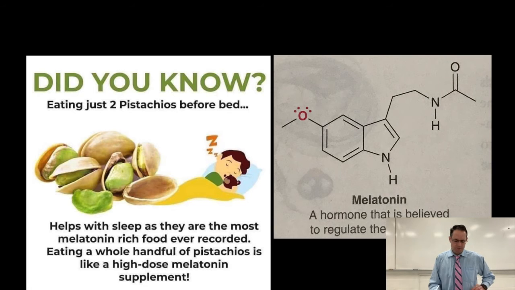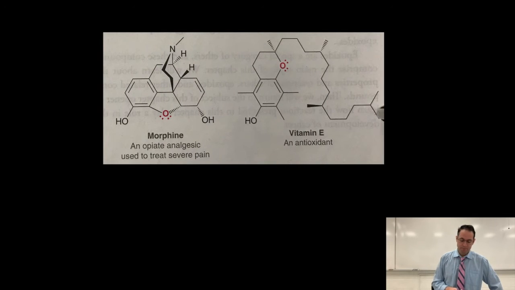Ethers are a very rich functional group. They're part of a lot of different natural products. I found out, for example, pistachios contain a lot of melatonin, and melatonin is believed to regulate the sleep cycle. So if you're having trouble sleeping, you might try to eat some pistachio nuts before you turn in for the evening. Let's highlight the ether functional group in this molecule. It's right here in the molecule. The rest of the molecule is rather interesting, but that's the part we're focusing in on this chapter.